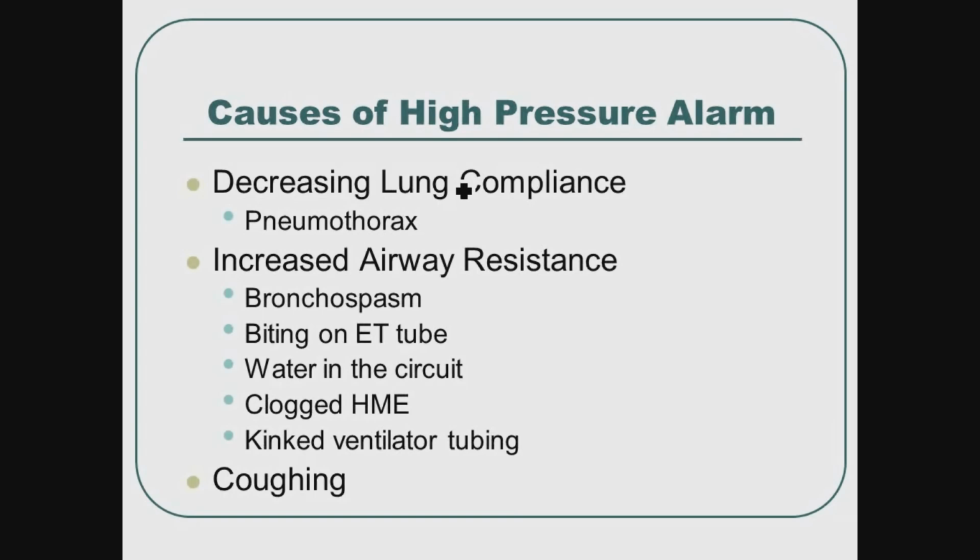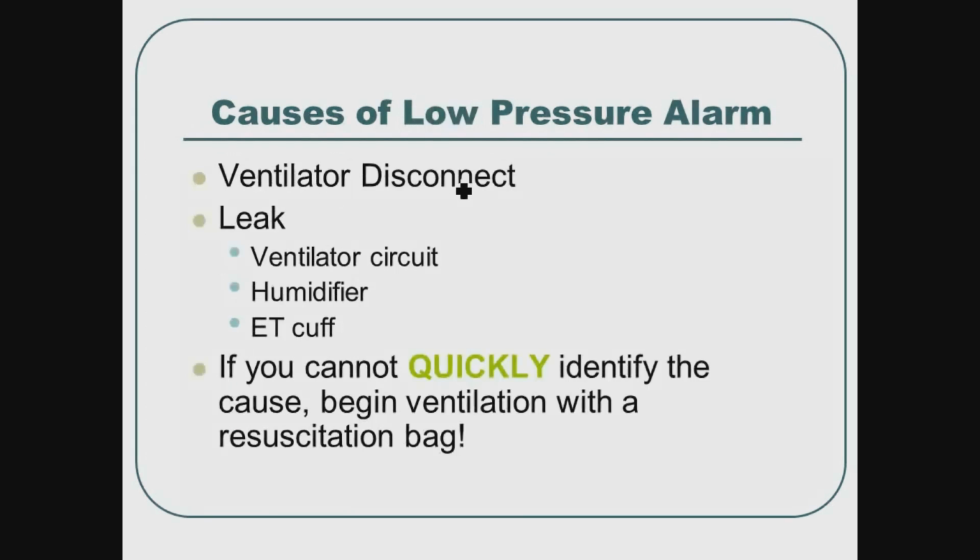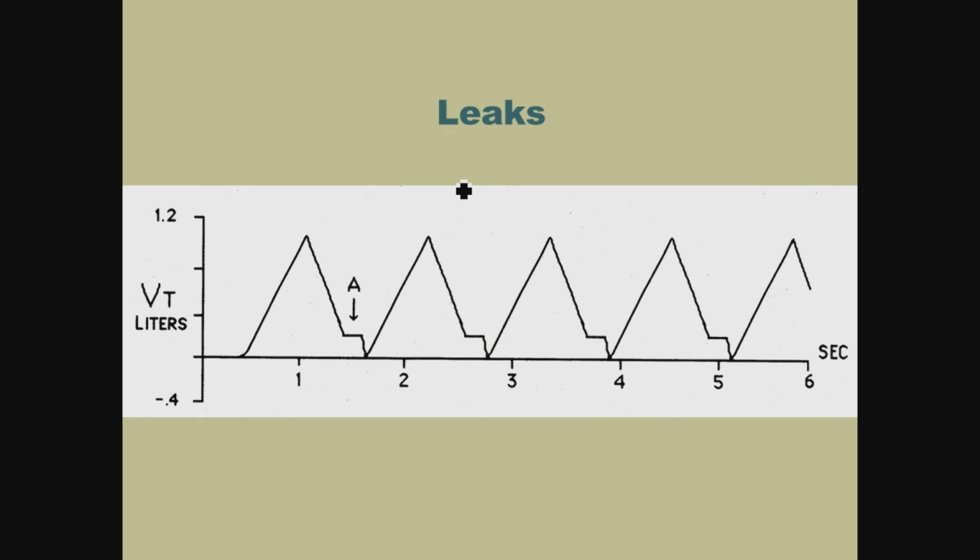We know that a change in airway pressure can be from either a compliance or resistance problem. Typically what you end up seeing is just the patient coughing against the ventilator breath, and they'll trip the high pressure alarm in the process. Low pressure alarm, it could be that there was a disconnect or a leak, and we know that we want to assess that patient, make sure they're adequately ventilated. Here's an example of how I detect a leak and actually can quantify a leak.